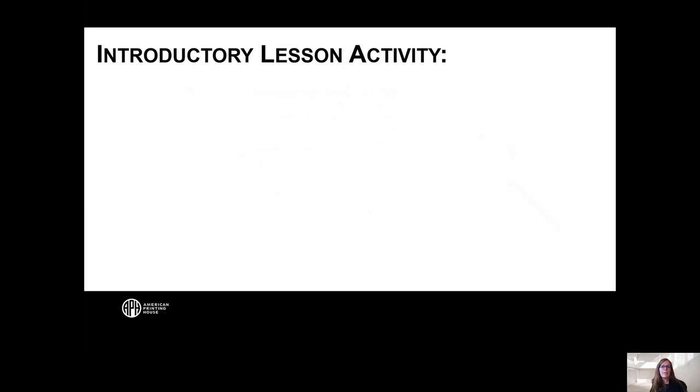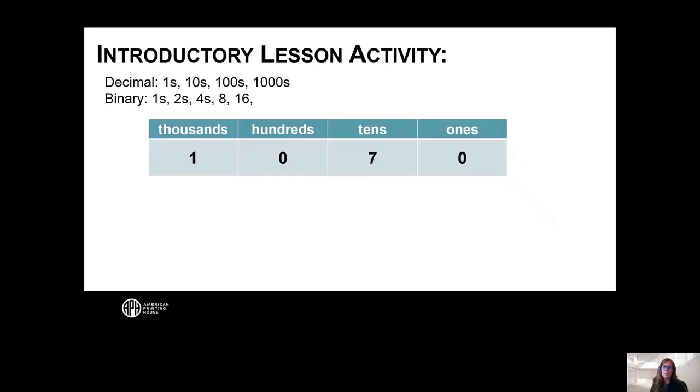Okay. So in this introductory lesson, we have our different places, and most students know that in decimal we have our ones place, our tens, our hundreds, and our thousands, and so on. And in binary, we have our ones, we have our twos, we have our fours, we have our eights, and we have our 16s. Let's put this into a table so it makes a little bit more sense.